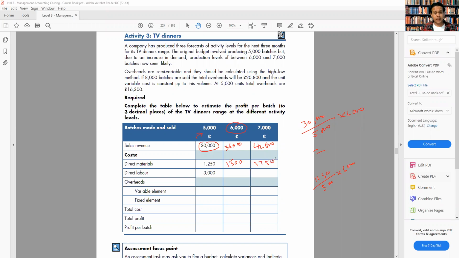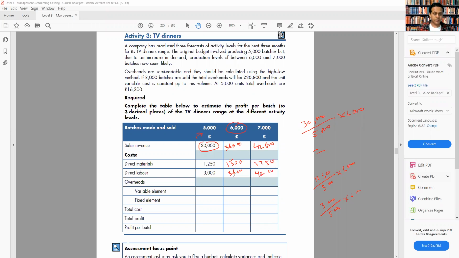Very well done. Then we have the direct labor. Same way, can we do the direct labor? 3,000 divided by 5,000 times by 6,000. That will give us the direct labor. This is also a variable cost, so nothing will change anyway. So 36. Can I have the 7,000? How much will be the direct labor cost for the 7,000 units? 42.